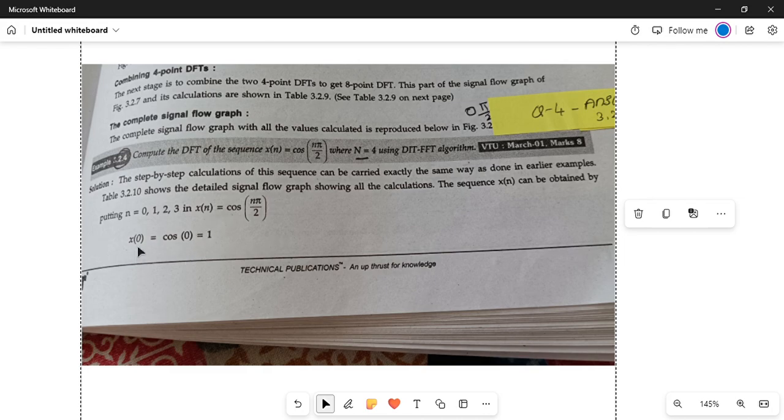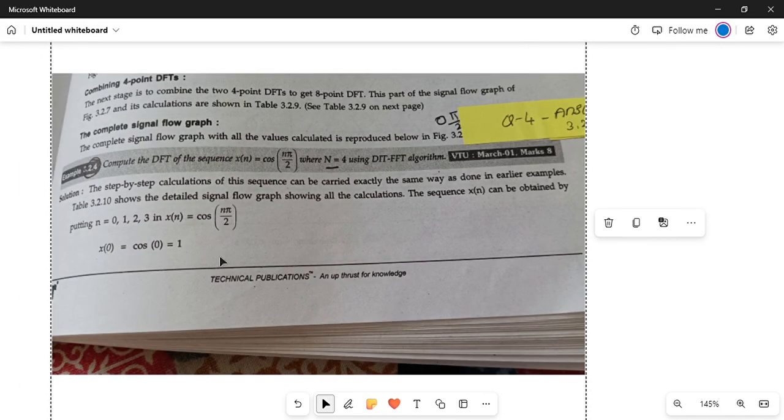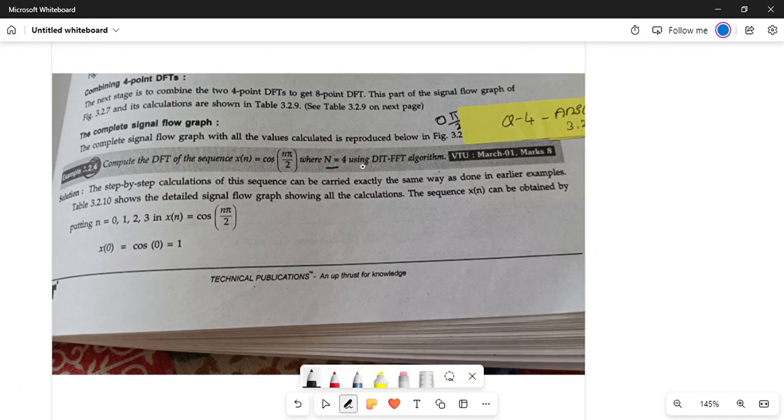You're going to get the resultant as x of 0 is equal to cos 0, which is equal to 1. See here, the given is N is equal to 4, and this is cos n pi by 2. So as the length N is equal to 4, you're substituting n is equal to 0, 1, 2, 3. I'm marking this with the black color pen, you can see. After you substitute n is equal to 0, 1, 2, 3, you're going to get the resultant as x of 0, which is equal to cos 0, which is equal to 1.